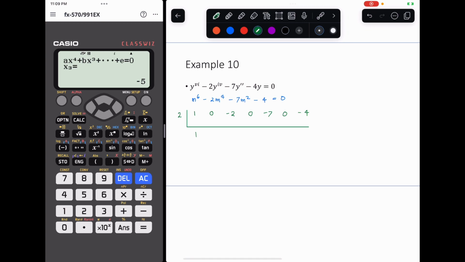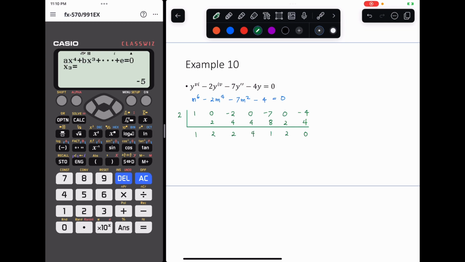So we bring down 1. 1 times 2 is 2. So this is 2. 2 and 2 is 4. This is 2. 2 and 2 is 4. This is 4. 2 and 4 is 8. This is 1. 1 and 2 is 2. So 2 times 2 is positive 4. And that is 0. Is that correct? So 2 times 2 is 2. 0 plus 2 is 2. So 2 times 2 is 4. Negative 2 plus 4 is 2.